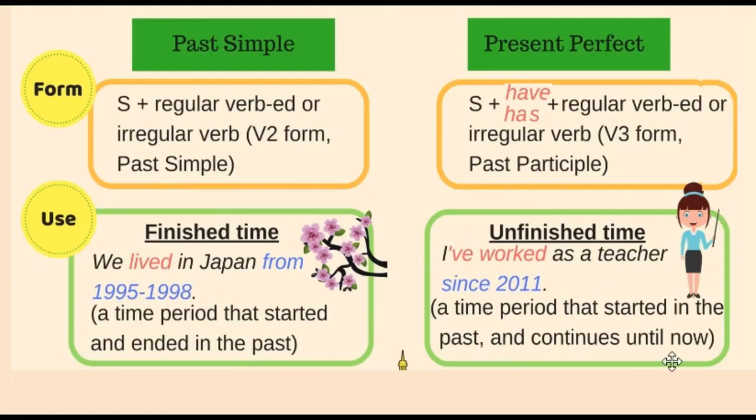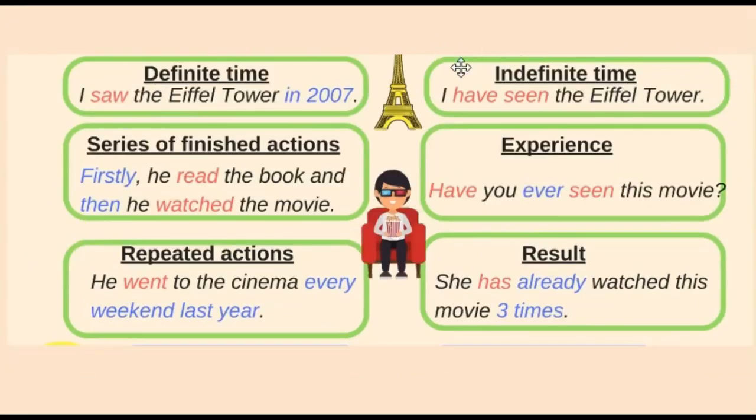Present perfect in this case: we see the action is not finished and it is still continuing. This is one option when present perfect is used. So, I have worked as a teacher since 2011 means I am still working as a teacher. Let's go further. This we discussed: unfinished, unstated time. We don't know the time, or don't say it, or don't pay attention to when the event happened.